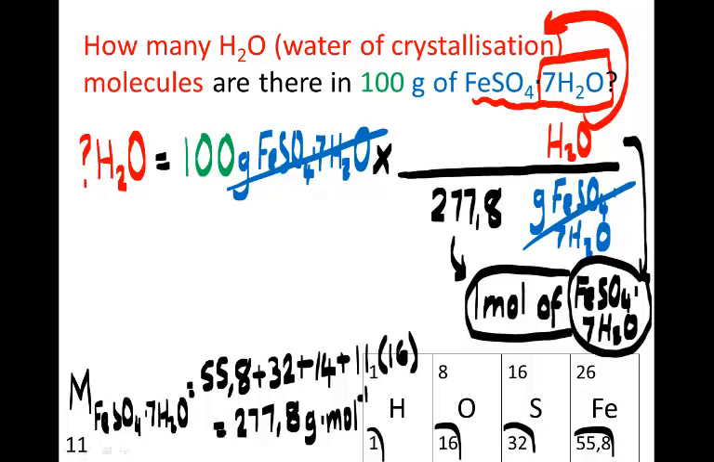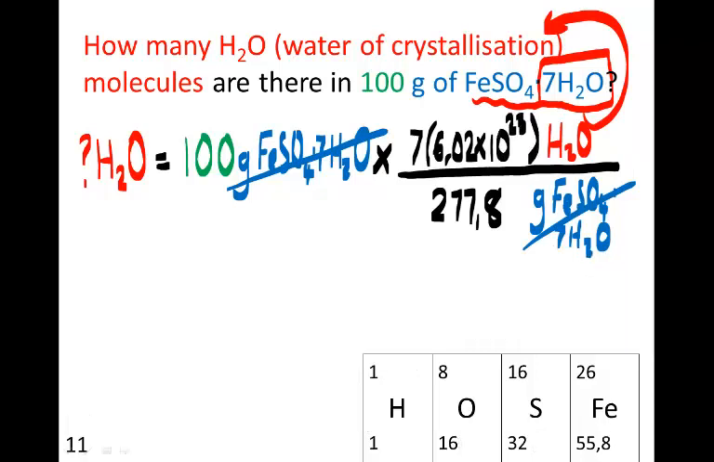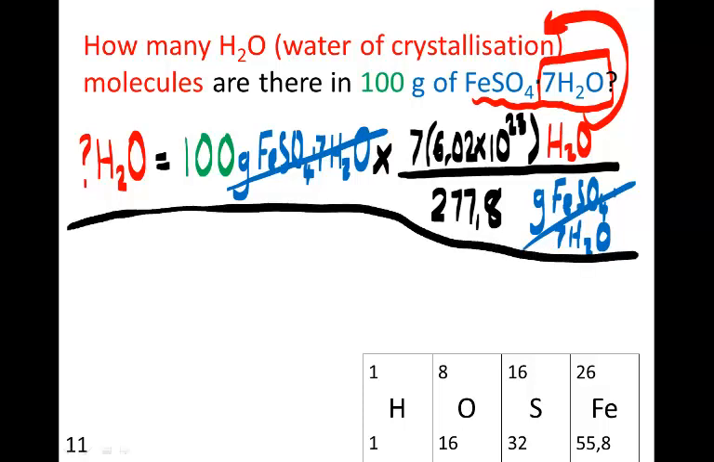But this is not asking for moles. This is asking for water of crystallization. So we have 7, 6,02 times 10 to the power 23 waters. If perhaps that's too many steps for you, perhaps it's a little bit complicated, let's maybe do it in 2 steps. Maybe that is easier.